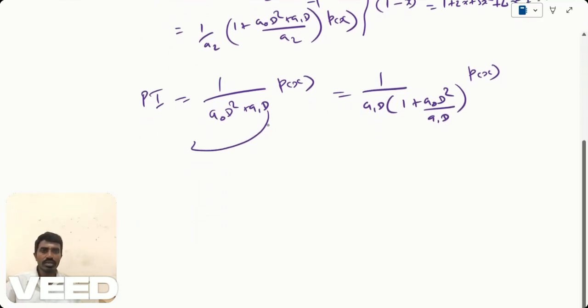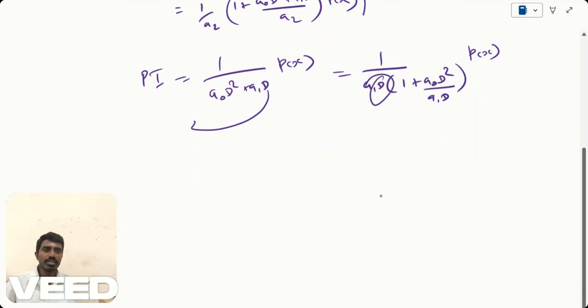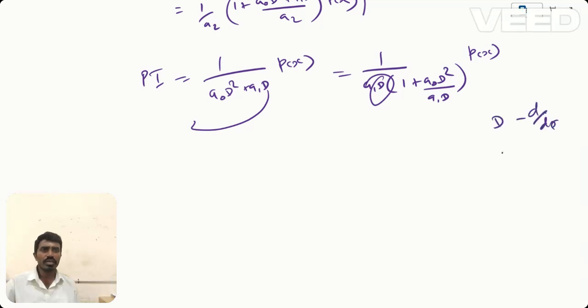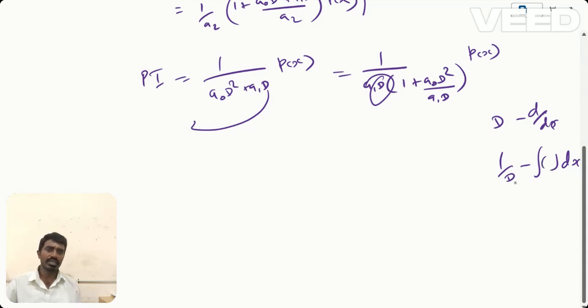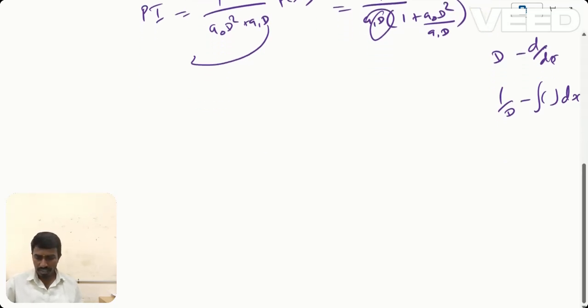And for this 1 by D, we know that D is d by dx. So 1 by D is nothing but integration with respect to x. So 1 by D means integrate. We need to integrate the resultant. Okay, so like that we have to proceed. So we will solve some problems, then we can know in detail. So write the problem.